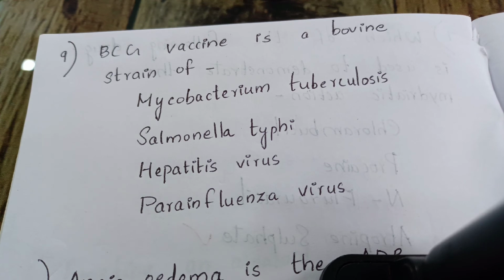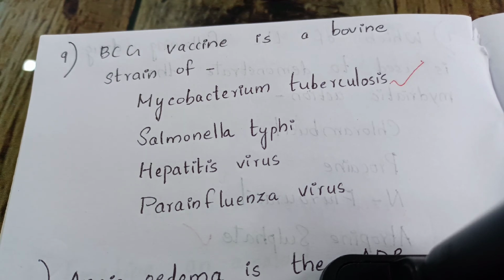Ninth question is BCG vaccine is a bovine strain of Mycobacterium tuberculosis, Salmonella typhi, hepatitis virus, parainfluenza virus. So the correct answer is Mycobacterium tuberculosis. BCG is prepared from a strain of attenuated live bovine tuberculosis bacillus.